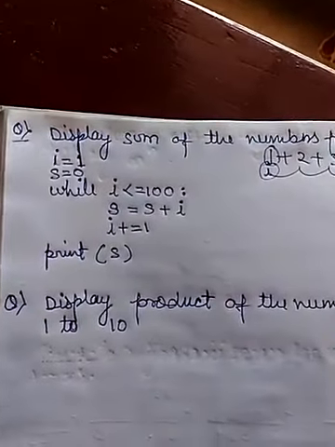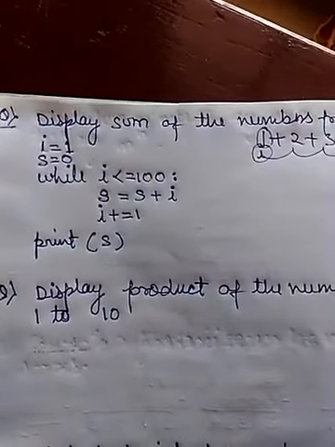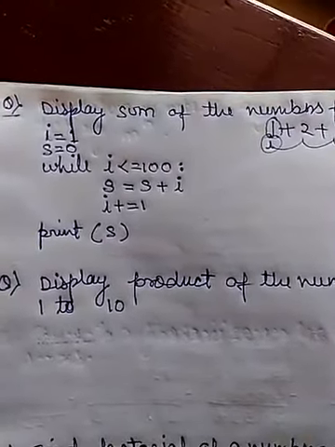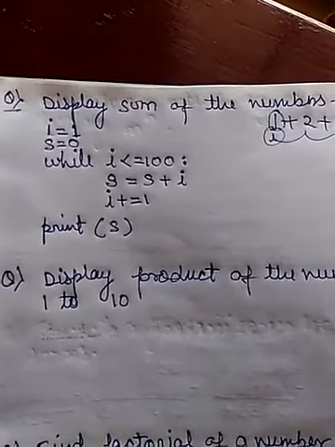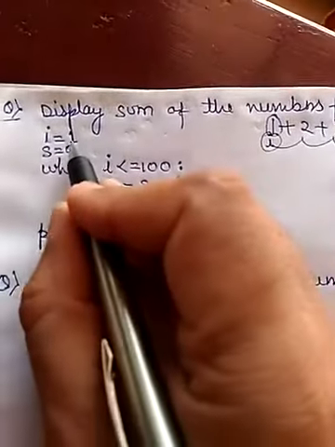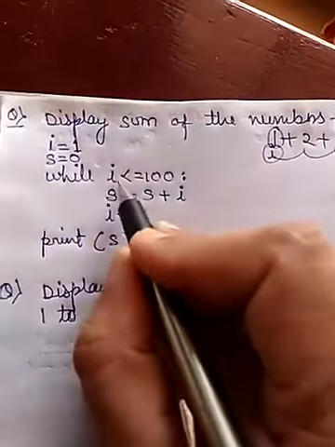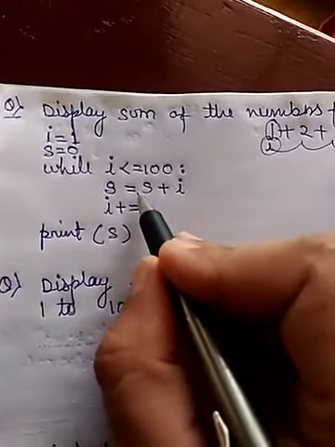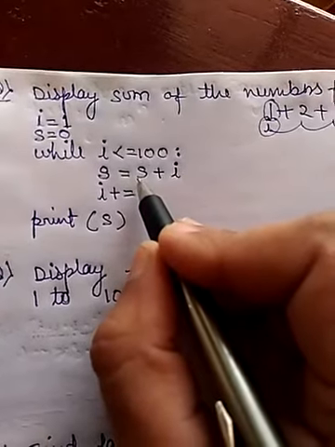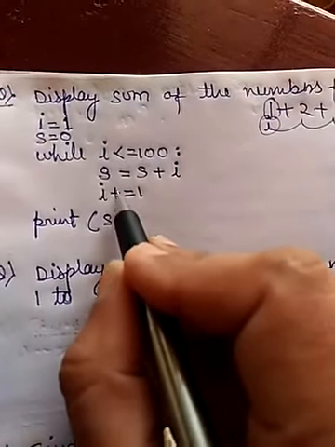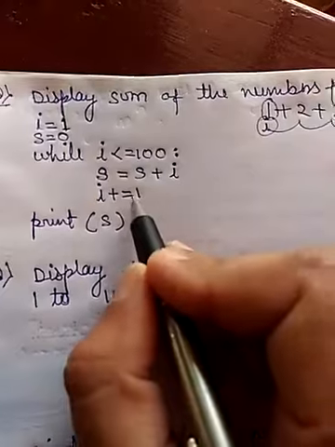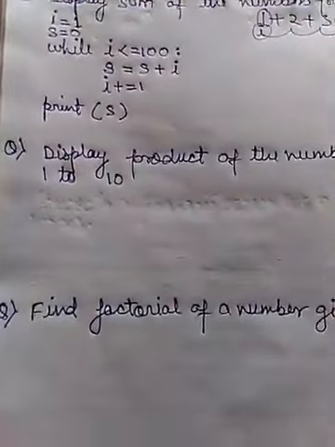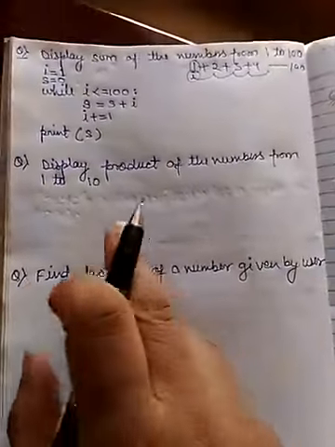So in this way you can add many numbers. Suppose we want to add even numbers from 1 to 100, then again initialize it by 2, write the condition over here, get the value by adding the index, and after that increment the loop index by 2. Okay, now in the same way we can do the product.